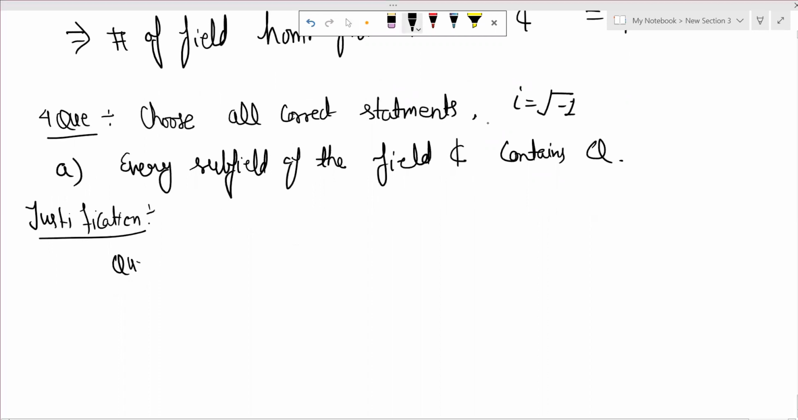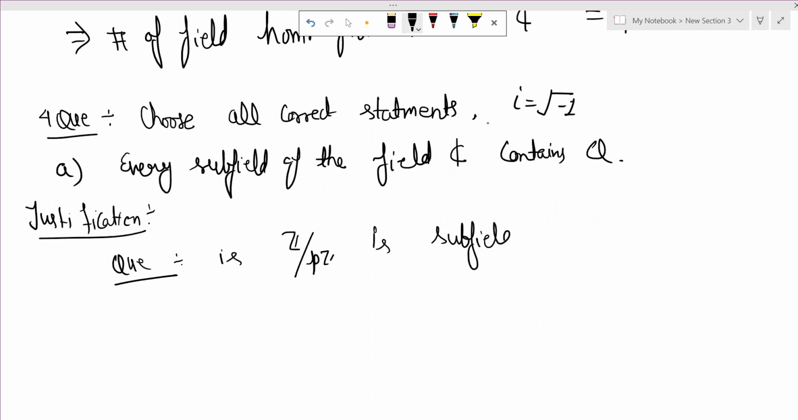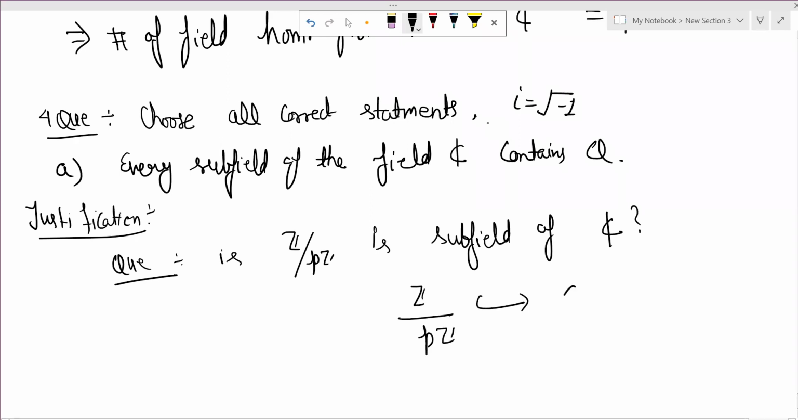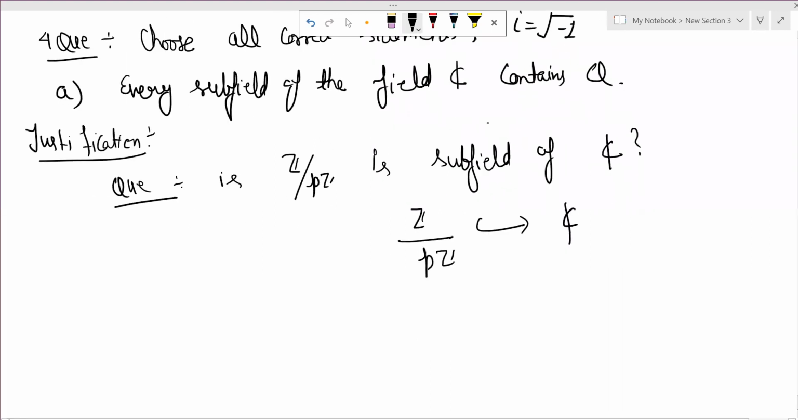Is Z mod pZ a subfield of C? How will you do this? For a subfield, you need to show an injection from here to here. Does this exist or not? If there exists an injection, then it is a ring homomorphism, so one should go to one. So what can the injection be?